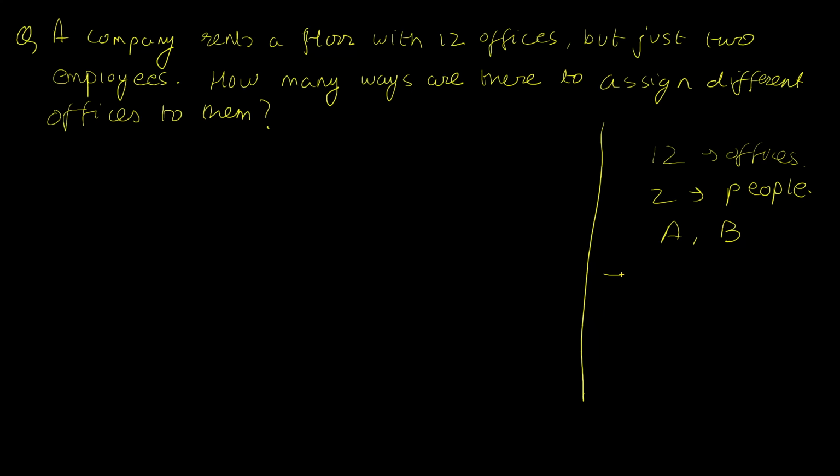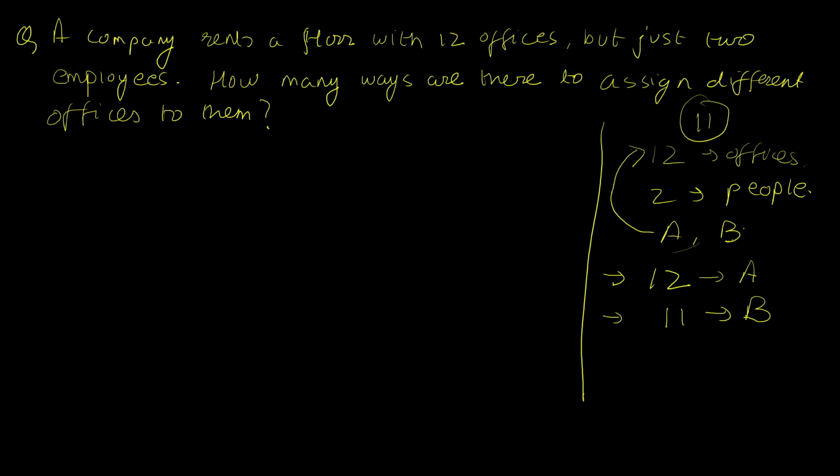So we approach this problem in this way. At the initial stage, all of the 12 offices are empty and A and B have both not been assigned to any office. So we'll start our job by first assigning A to one of the offices. And since there are 12 different offices, A could be assigned to any of those 12 offices. So the number of ways A could be assigned the office, given that he is assigned first, is going to be equal to 12. But once A gets assigned an office, there are only 11 remaining offices that can be assigned to B.